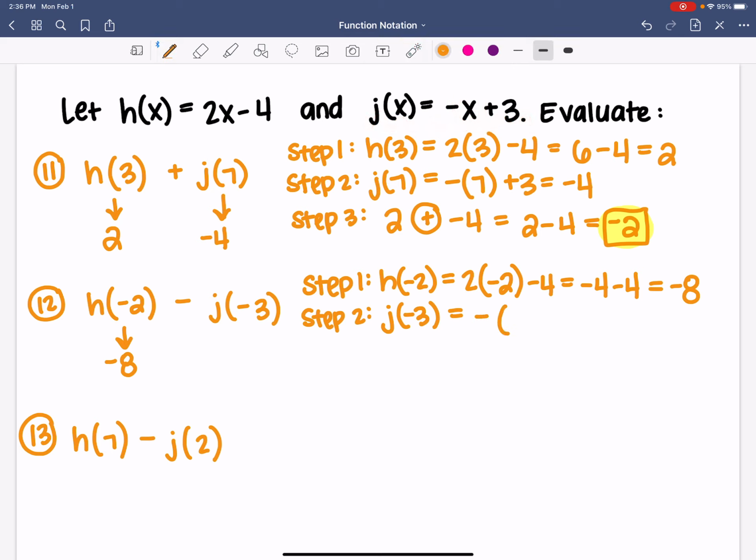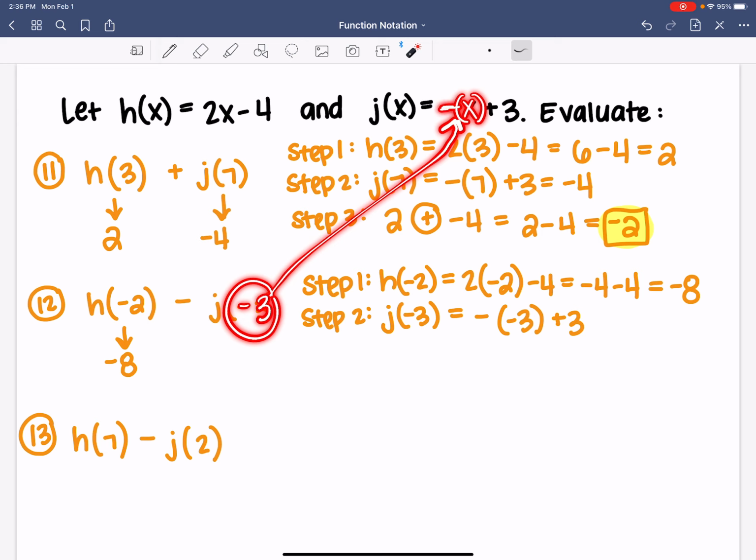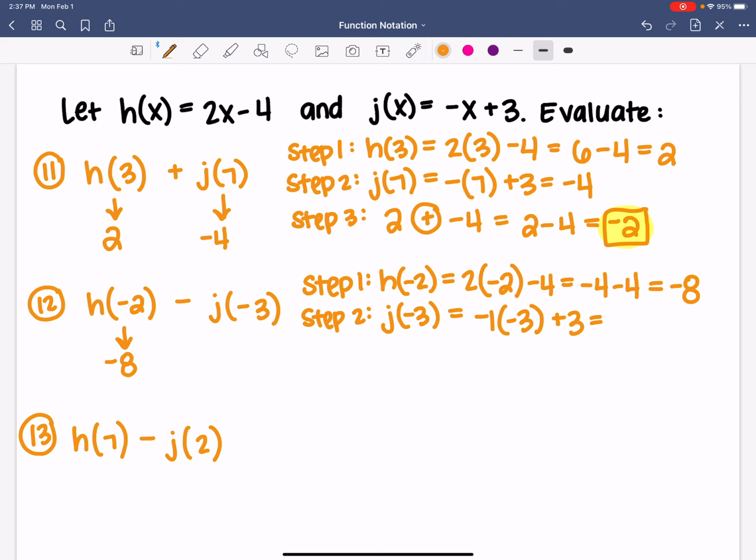So negative 3 plus 3. All right, so I want to pause right here and make sure you caught that. So j of x already has a negative and then x, and our x value is negative 3. So I took this and we plugged it in right here, even though there was already a negative in front. So just be careful with your signs there. So negative times negative 3, that's like a negative 1 times negative 3, which is really a positive 3, and then plus 3. And that gives us 6.